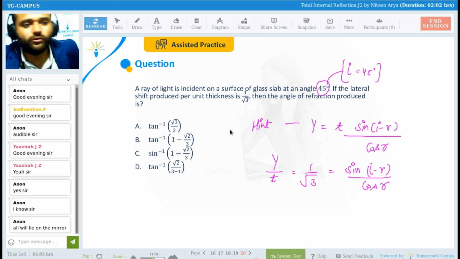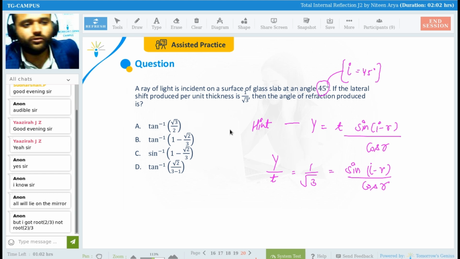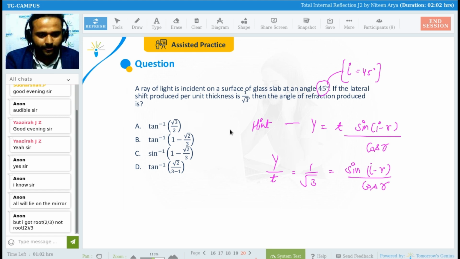B. How many guys get option B? But I don't get option B. Option B is correct, and written over here is C. Yeah, option B is the correct thing. But I got root 2 by 3, not that. Root 2 sign is going to be the problem.